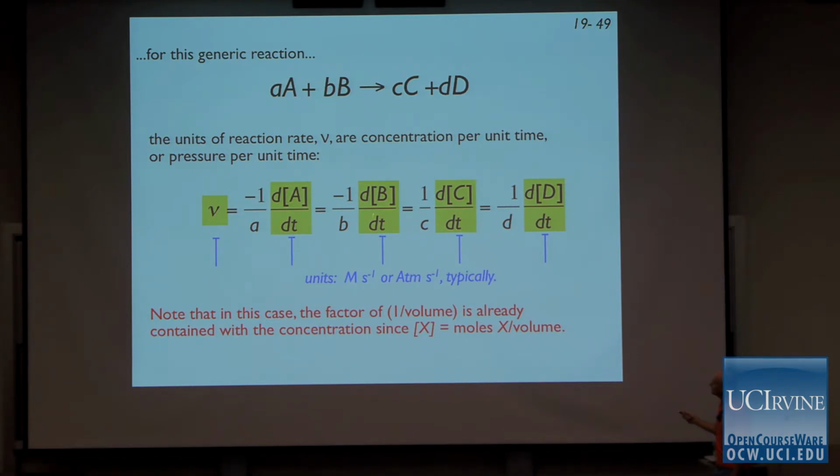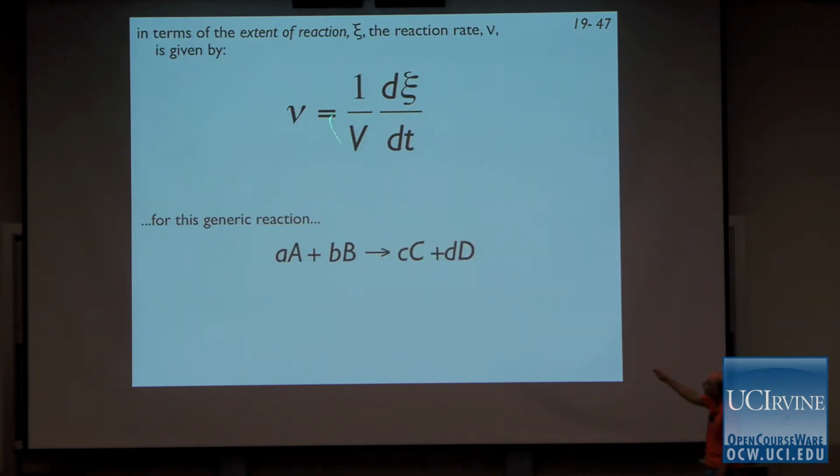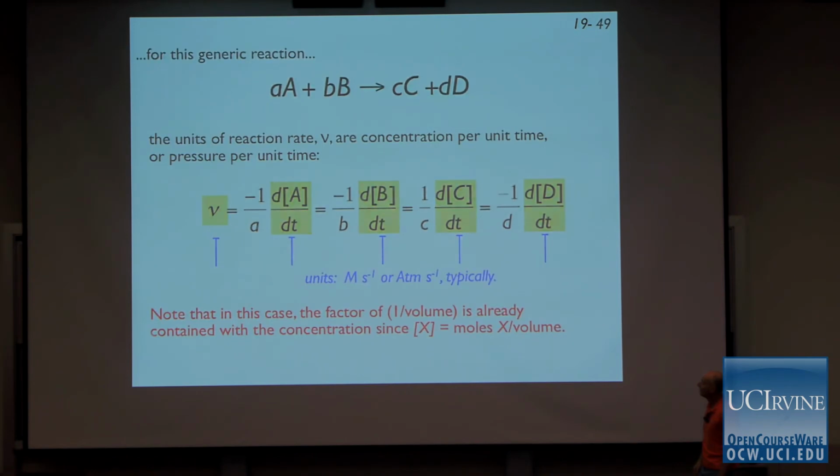Now, this is a change in concentration with time. The units are typically molar per second or atm per second. If this is a partial pressure, then it's atm per second. If it's a concentration, it's typically molar per second, but it could be some other concentration unit. This factor of 1 over volume is gone because we're talking about concentrations here. We had 1 over volume momentarily until we converted that volume over this extent of the reaction into a concentration. And we're never going to go back.